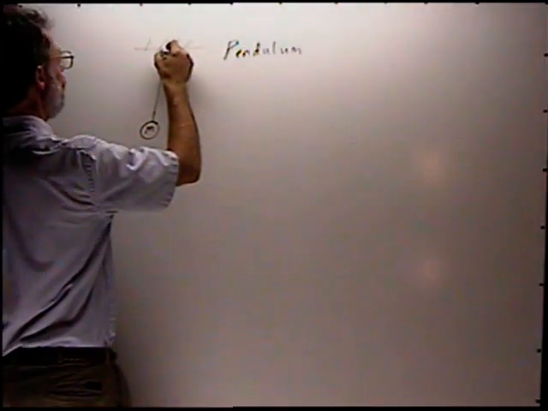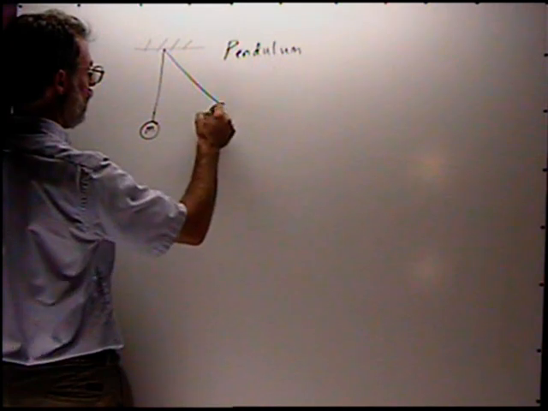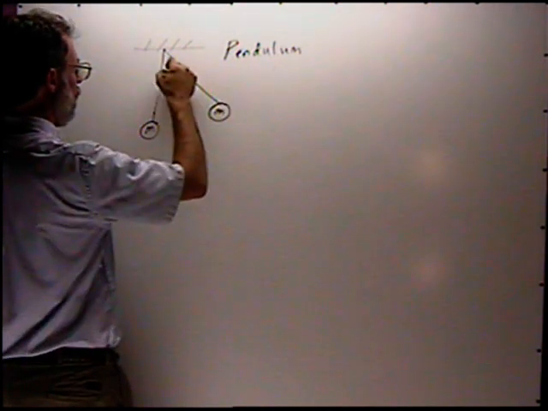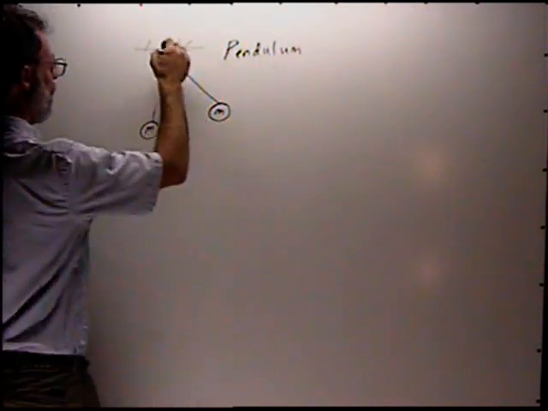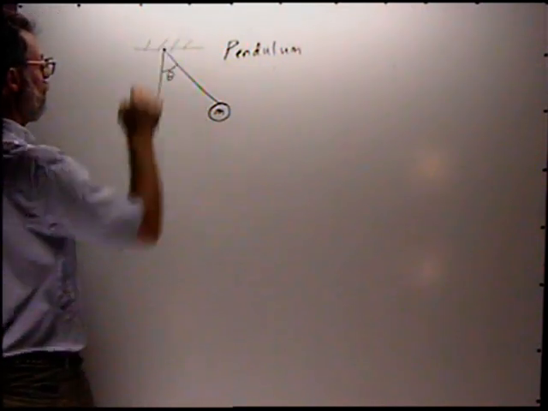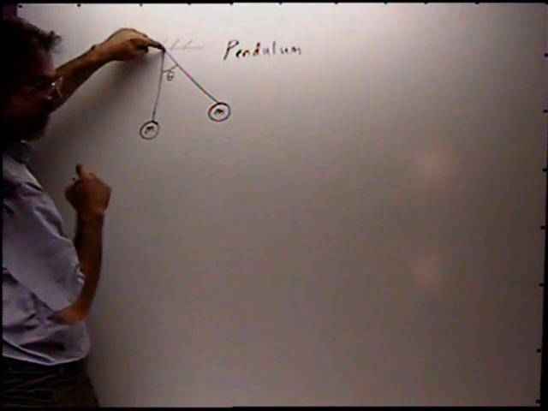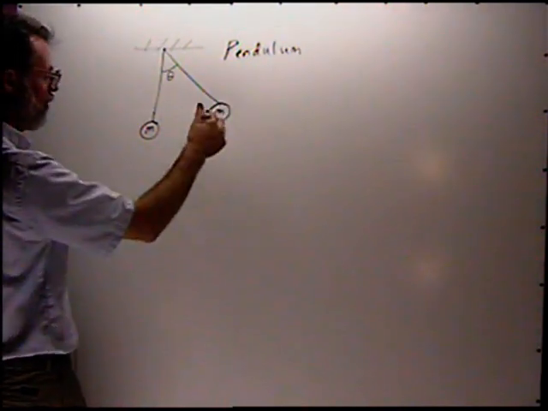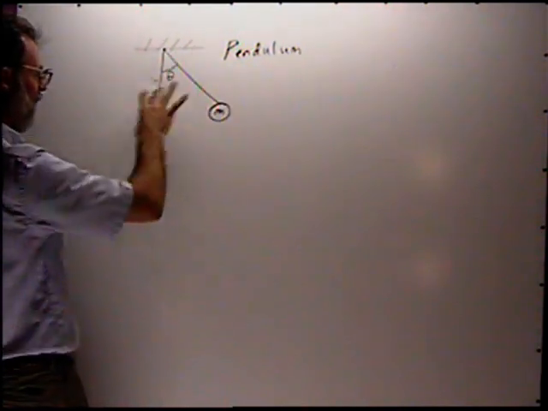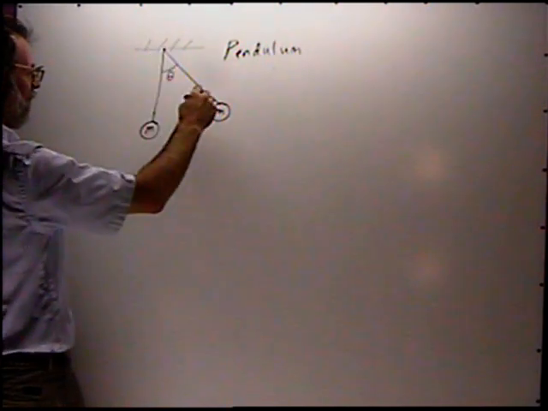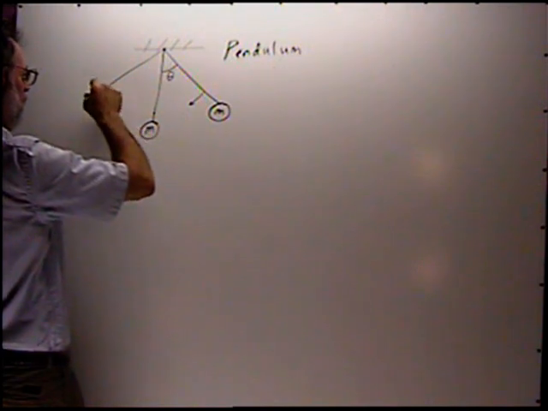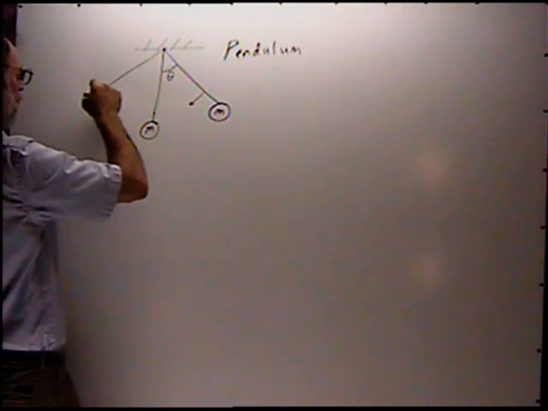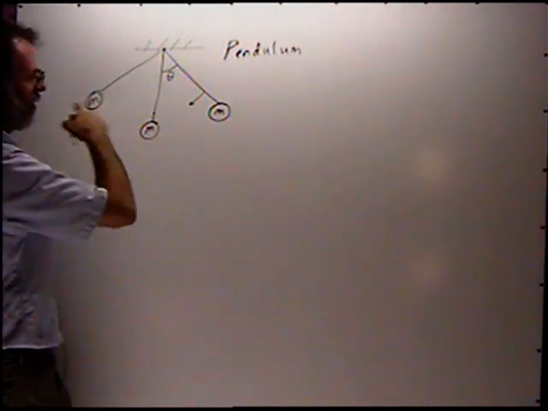Now if I pull this at a certain angle here, and then I let it go, what's going to happen? This right here is a pivot point. This point stays stationary. What's going to happen? Gravity is going to pull this down, and this is going to oscillate back and forth. It's going to come over here, and it's going to oscillate back and forth.